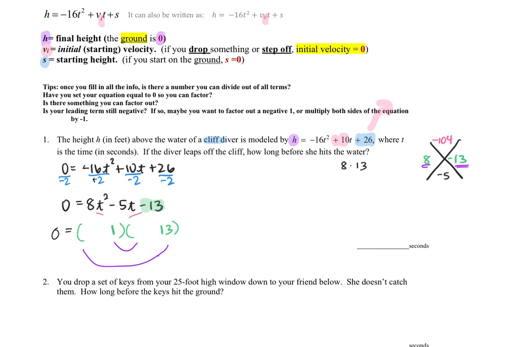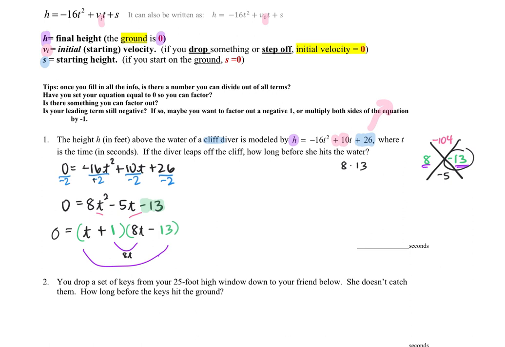8t squared. It could be 8t and t, or it could be 4t and 2t, but I need to make 13 and 8. This is already going to be 13 if I just use a t, and if I use 8t for the other part, here's my 8t. I want the 13 to be negative, so the negative goes there. So when all is said and done, this is how it actually factors.